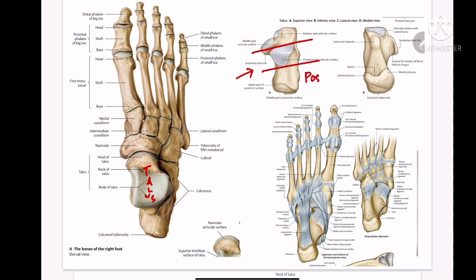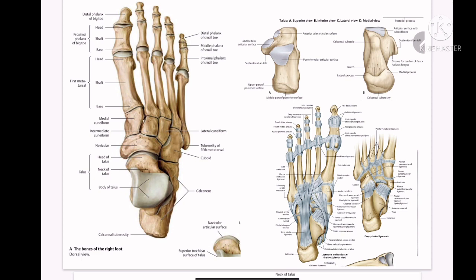posterior one third, middle one third, and anterior one third. So the talus has been removed from the dorsal view, and after removal of the talus, the dorsal surface of the calcaneus, which was underneath the talus, is revealed, and we divide it into anterior one third, middle one third, and posterior one third. Let's clear the picture once again.